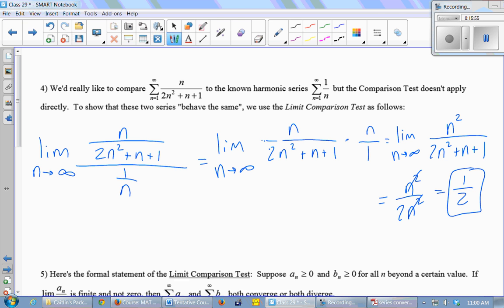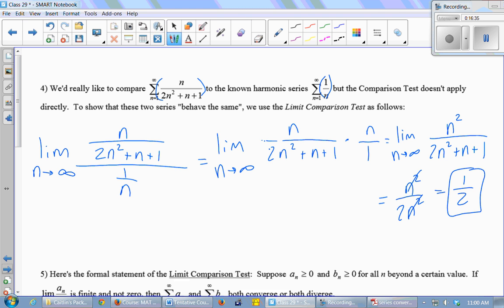So the shortcut, if you remember from pre-calc when you do horizontal asymptotes of rational functions, you can just look at the ratio of the leading terms if the degrees are the same. So it's 1/2. All right, that number being finite and non-zero lets us conclude that the terms of this sum and the terms of this sum are alike enough that the convergent or divergent behavior of the two series will be the same. So since we know 1/n diverges, this test tells us that this one also diverges.